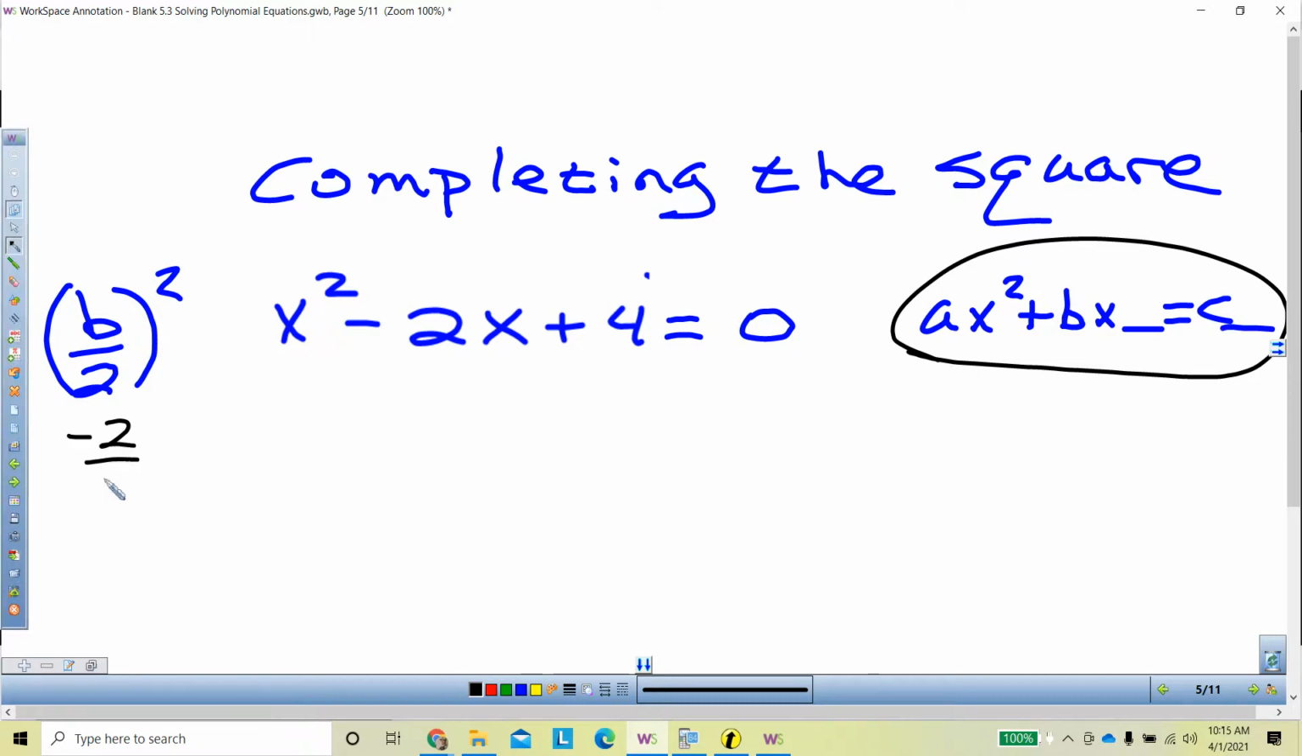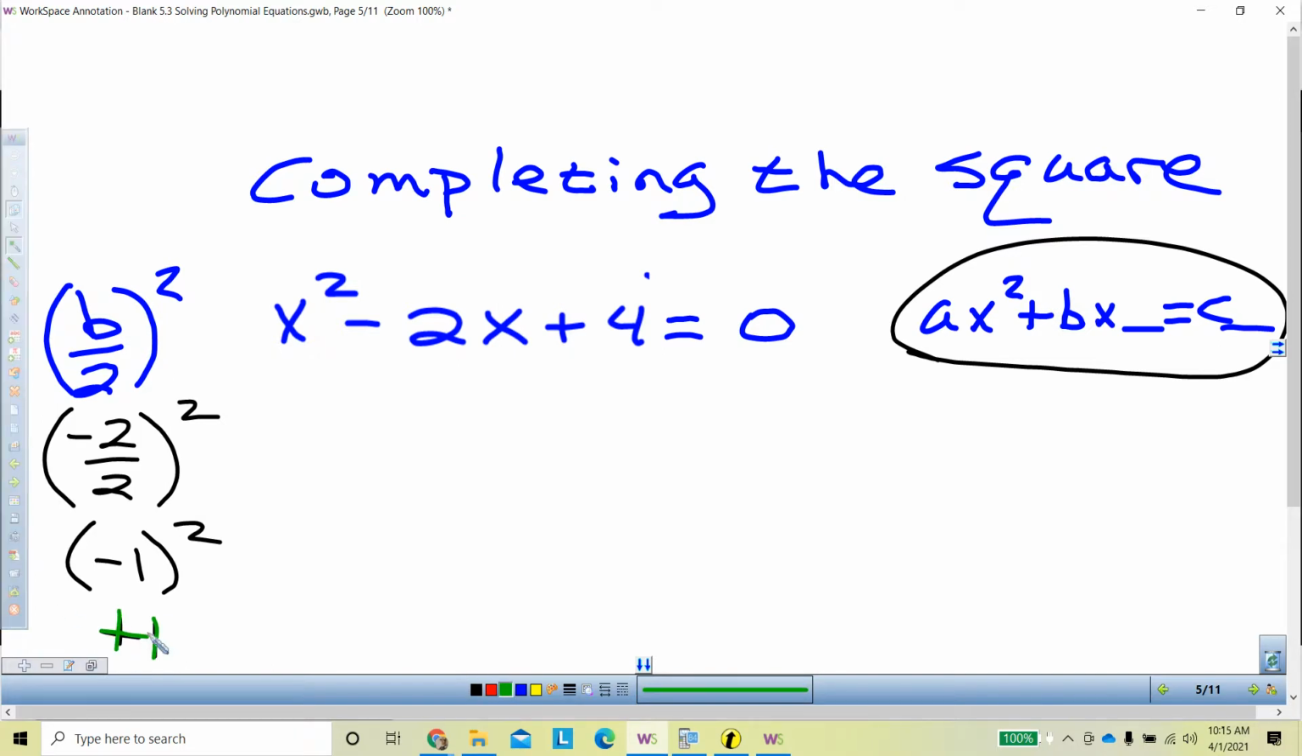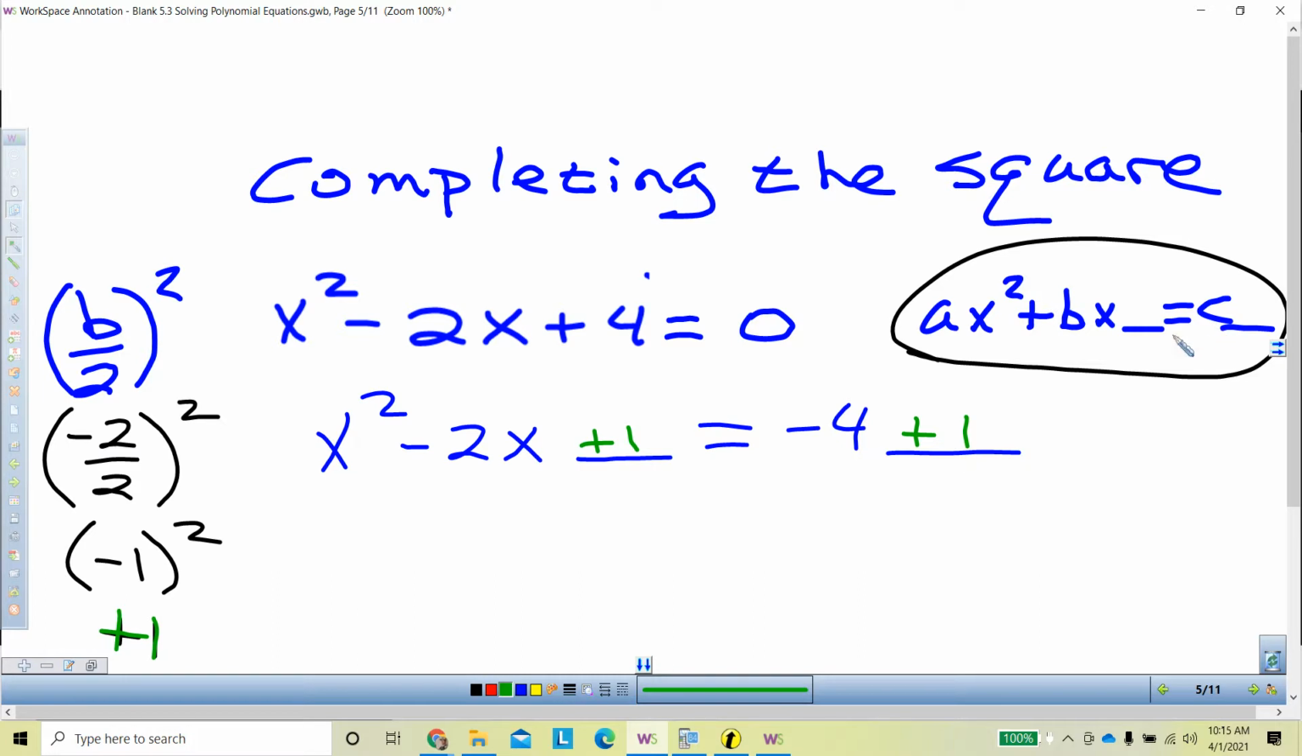So we get negative 2 over 2 squared, which is negative 1 squared, which is positive 1. So I'm going to take that positive 1, and that's going to go, I didn't write the beginning of this, x squared minus 2x, blank space, equals negative 4, blank space, sorry, I forgot that part. And then I'm going to put the plus 1 in my two blank spaces. Wait, why did you number 4 over? Right. Like you subtracted 4. Because you got to have the C term on the right side of the equal.